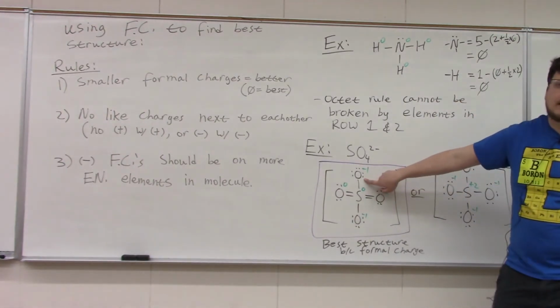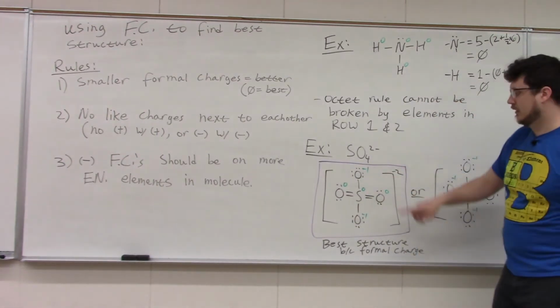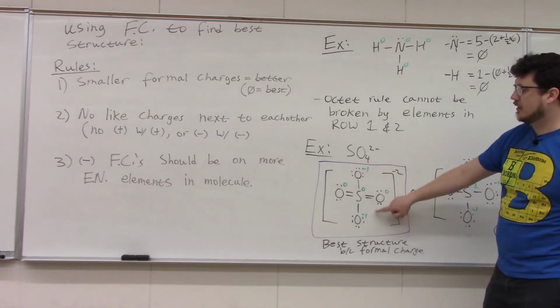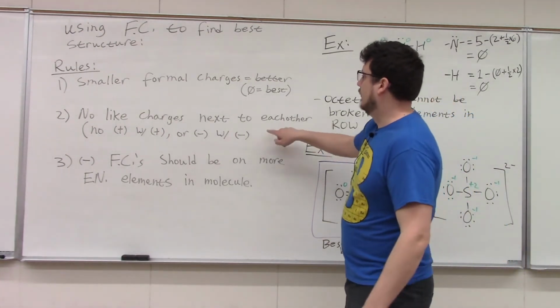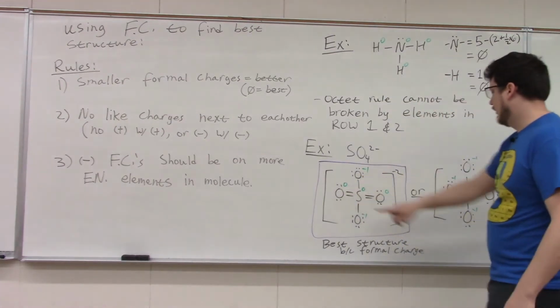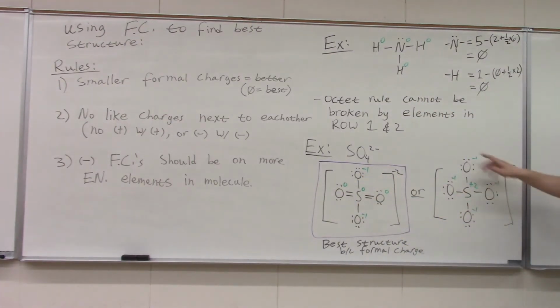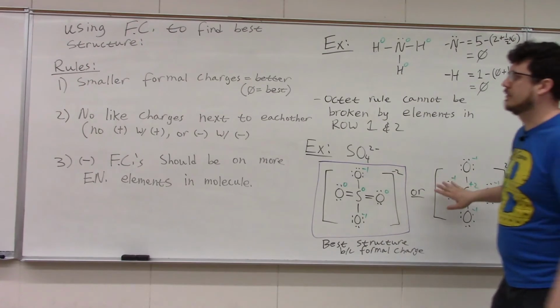Oxygen is more electronegative than sulfur because it is above it on the periodic table. So we want our negative charges on the oxygens, not on the sulfur. So that's good. We don't have any like charges next to each other. We don't on this one either. So rule 2 is obeyed in both of these possible structures.